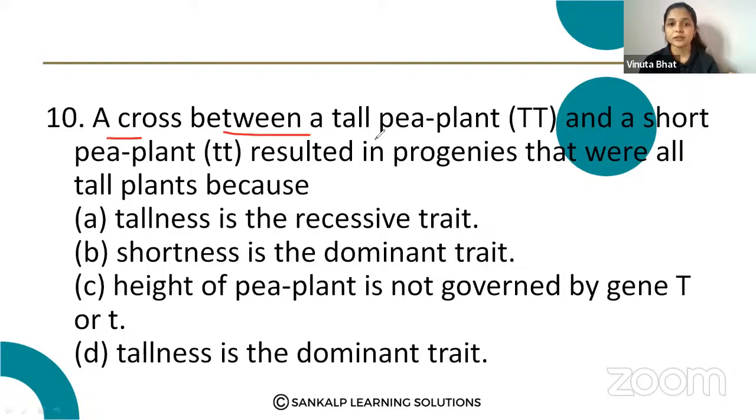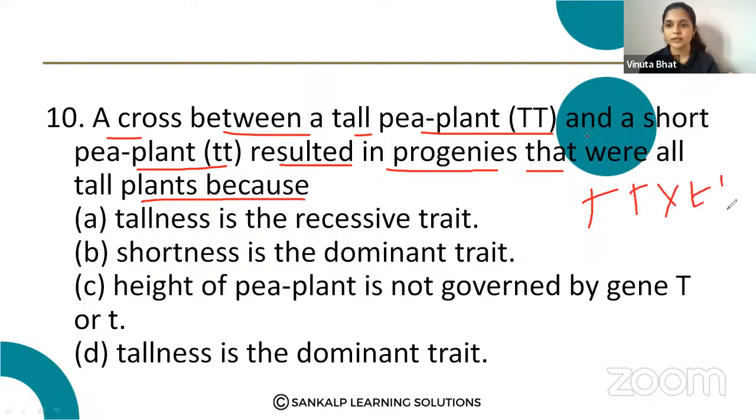A cross between a tall pea plant and a short pea plant resulted in progenies that were all tall plants, because in the F1 generation all were tall plants. You know that T is crossed with small t, and small t represents the recessive character. In the F1 generation, all the plants were tall because capital T is the dominant character. What is the reason behind this? Why were all plants tall?